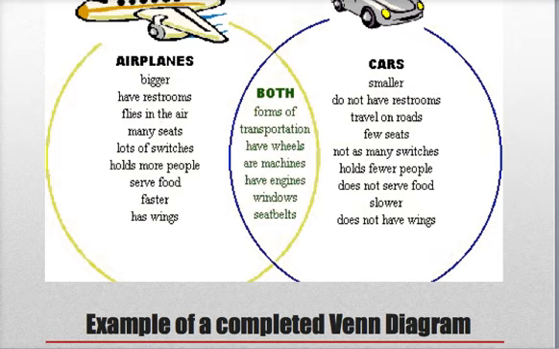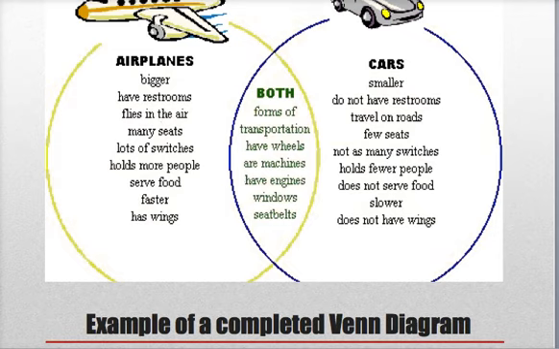So where the two circles overlap and they come together is what both airplanes and cars have in common. And that is they both are forms of transportation, they both have wheels, they both are machines, they both have engines, they both have windows, and they both have seat belts. Now you may think of more things that are the same with airplanes and cars, but that's all right. They chose several characteristics to put down there, but this gives you an idea.